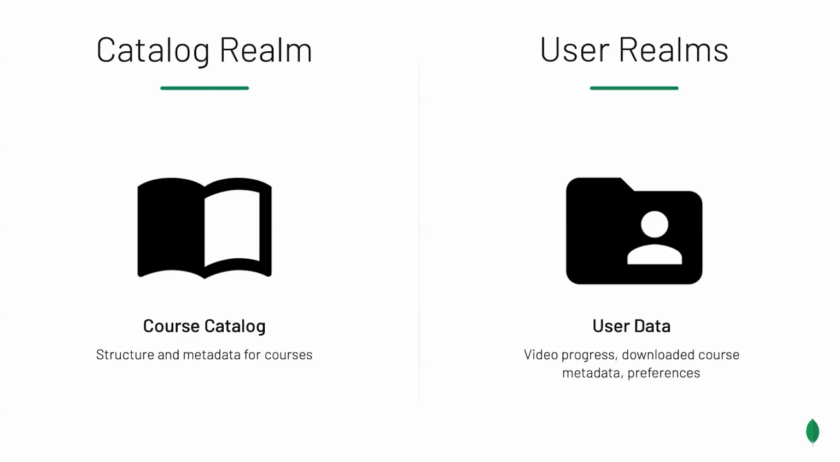On the user side of things, each user is now given their own synchronized Realm to store their progress, their downloaded metadata, preferences, and other user-specific data. This Realm is created on the server side at a path that only that user can access, and it synchronizes seamlessly to any iOS or Android device that they're training on.